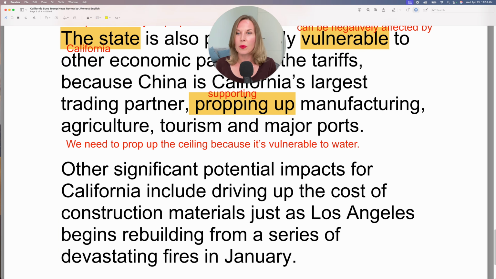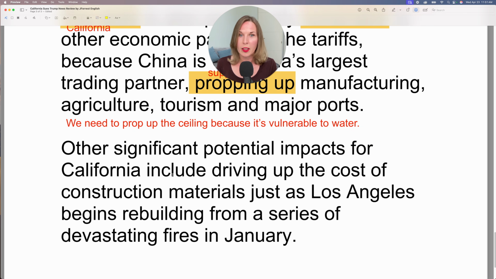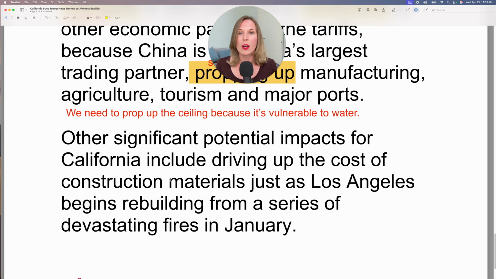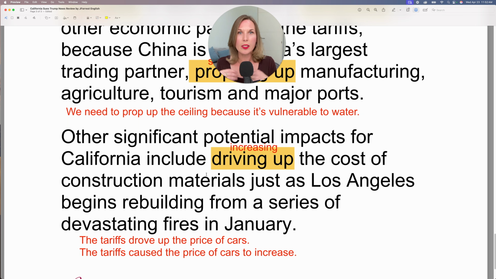Let's continue. Other significant potential impacts for California include driving up the cost of construction materials. So driving up means increasing the cost or causing the cost to rise. Now, this is used in the context of something causes something else to increase. So we could say the tariffs drove up.